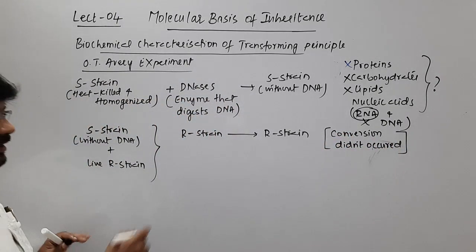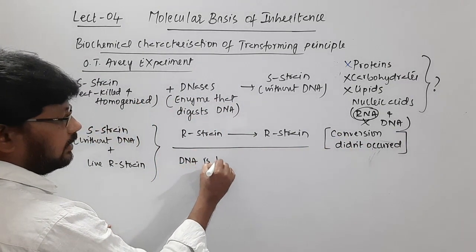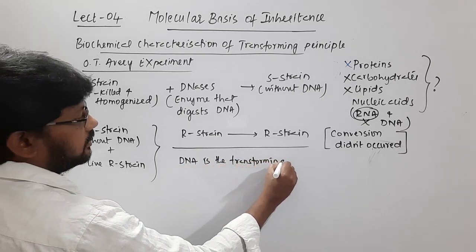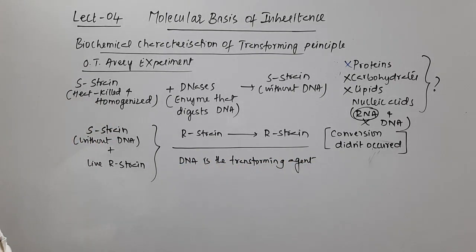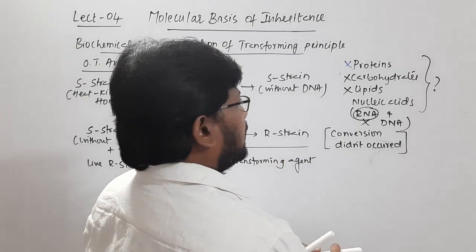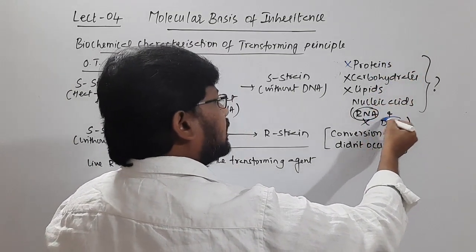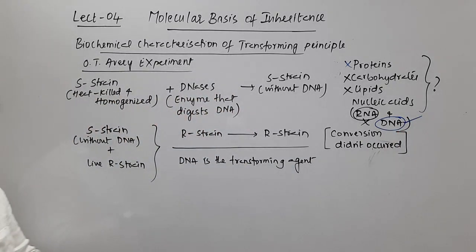And with this, they concluded that DNA is the transforming agent. Out of all this, they eliminated proteins, carbohydrates, lipids, and RNA, and they found that DNA is the transforming agent, or the genetic material.